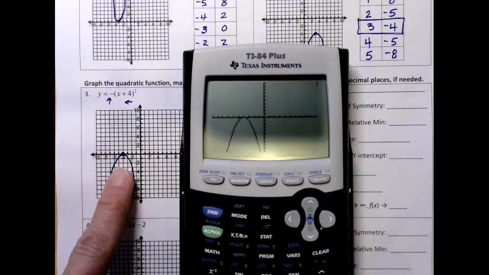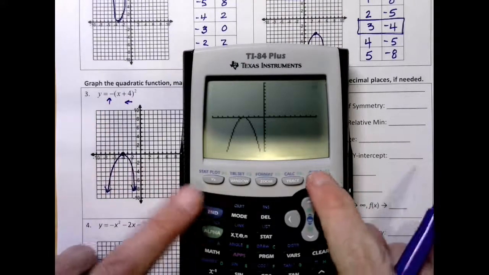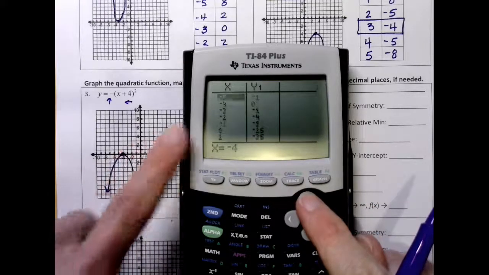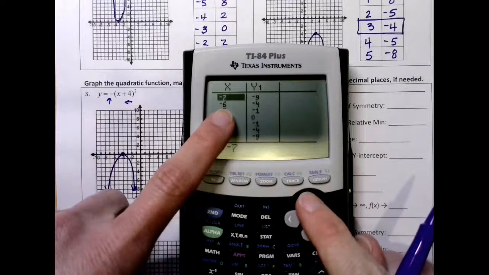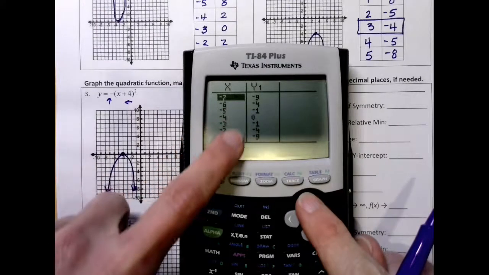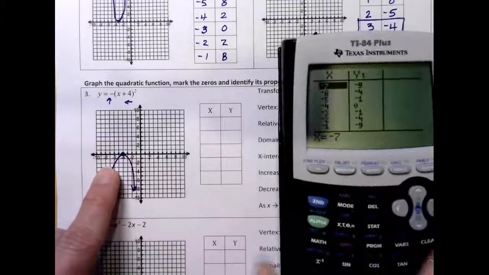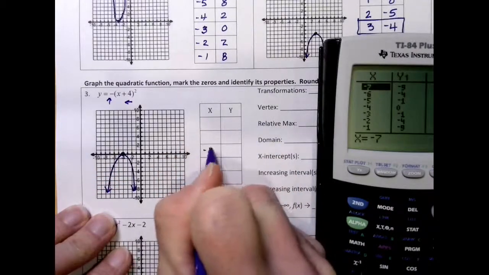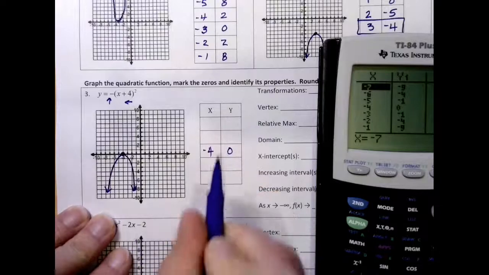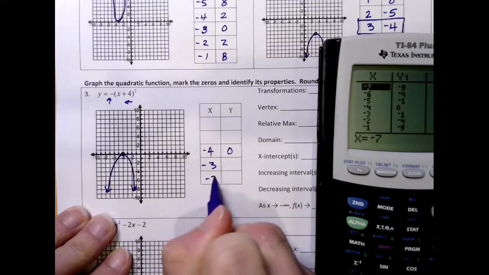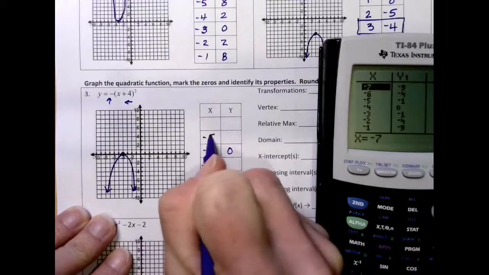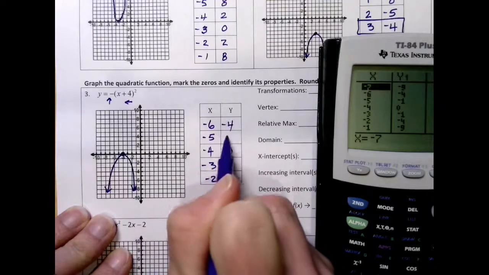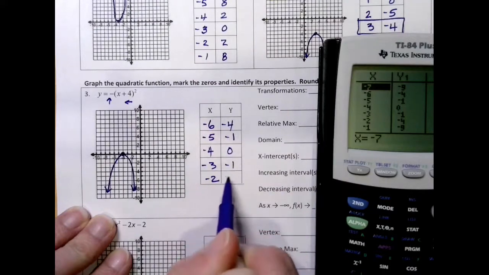When I look at the graph, there it is, and I can go to the table of values, and like I said, I like to go ahead and put my vertex value right in the middle, and then I can see those values above and below. So negative 4 goes in and 0 comes out. I can go 2 points in one direction and 2 points in another direction. Negative 4, negative 1, negative 1, negative 4.